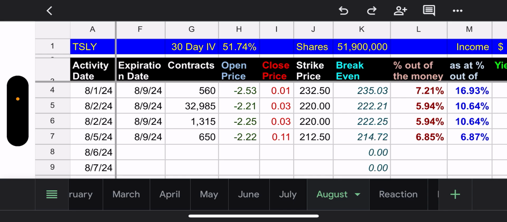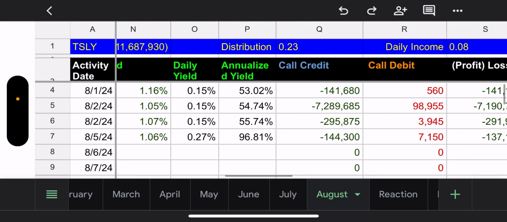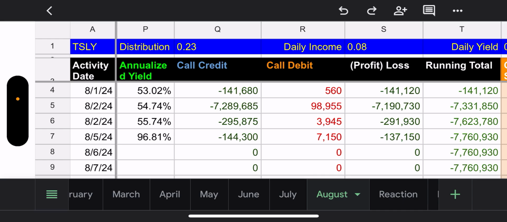All right, so here's all the closeouts. As you can see, they paid a penny, they paid 3 cents, they paid 11 cents. So long story short, they won. Successful trades for the week. If you see the call debit, that's how much they paid to close out the positions. And then you see the profit loss to the right.